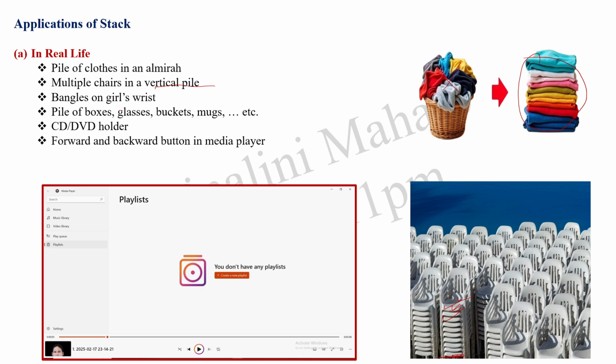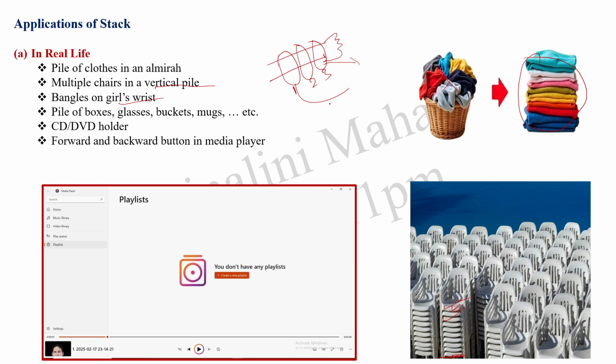Now bangles on a girl's wrist. Suppose this is the girl's hand and like this, this is the hand. Okay, now tell me, this is the first bangle, second bangle, third bangle. So first bangle is inserted, then second, then third. Can I take out the first bangle first? No. Can I take out the second? No, not possible. So first, the third bangle. So last in, first out.